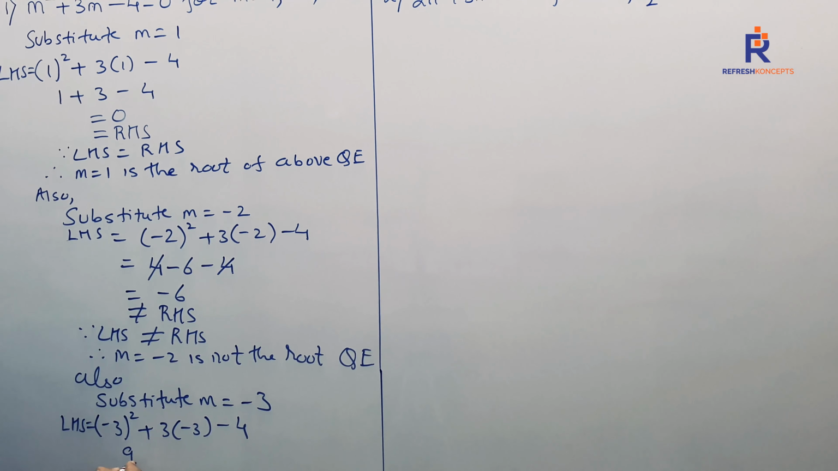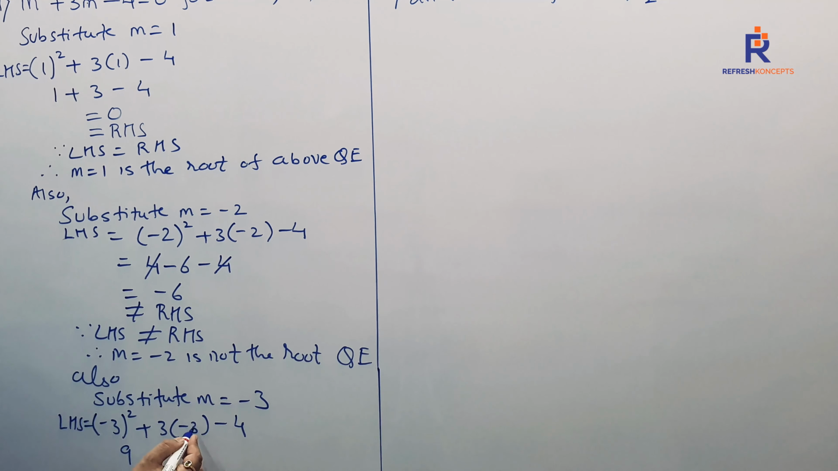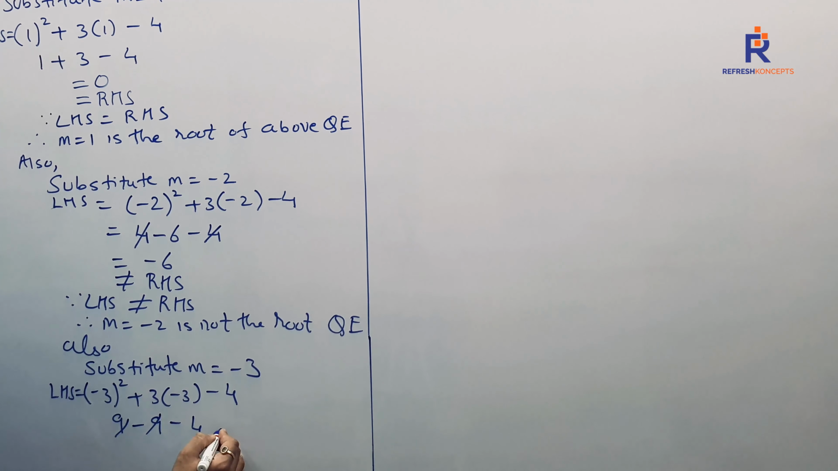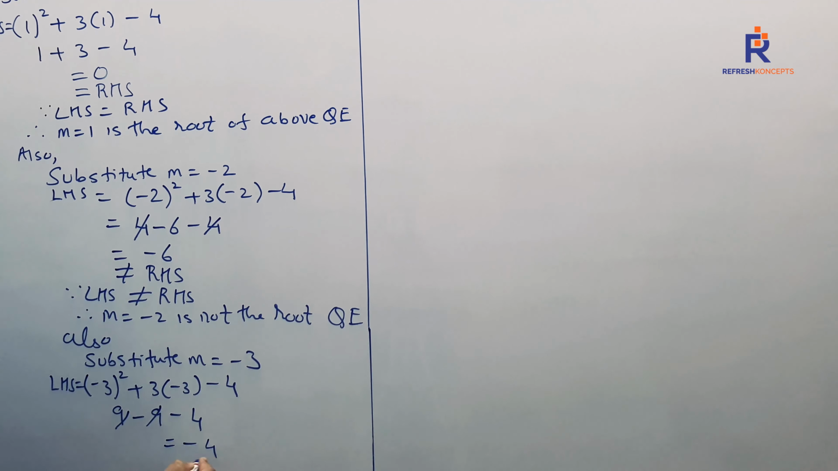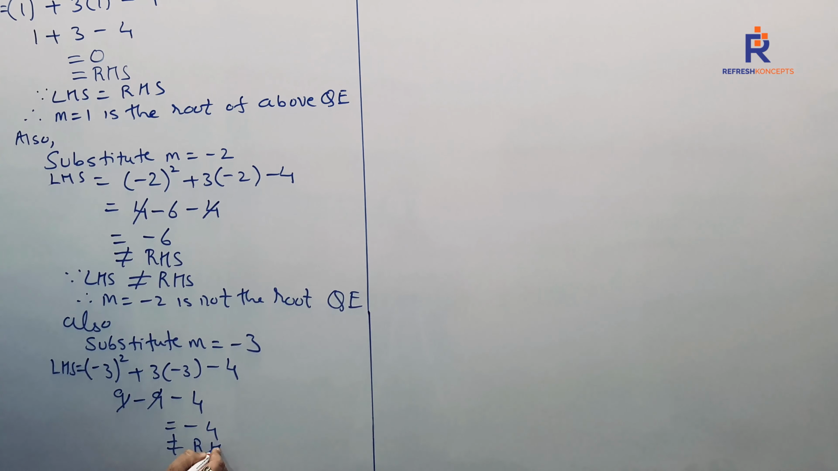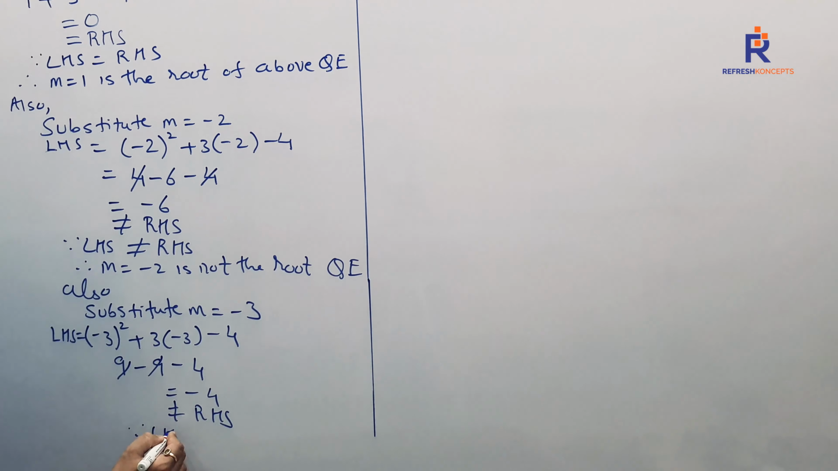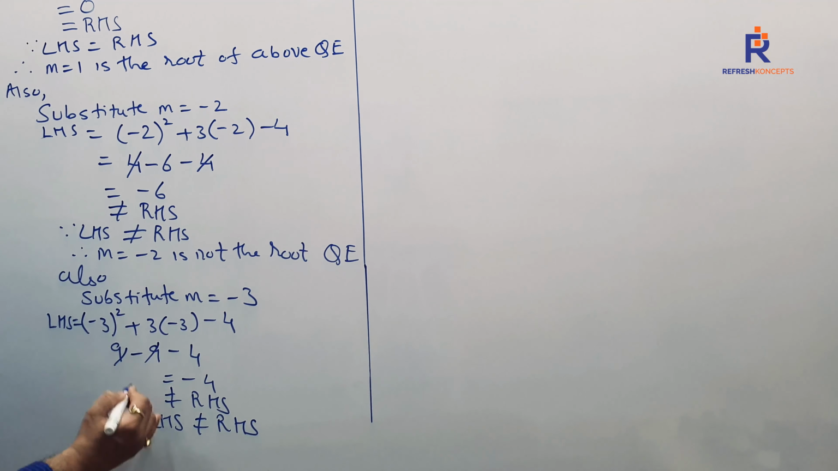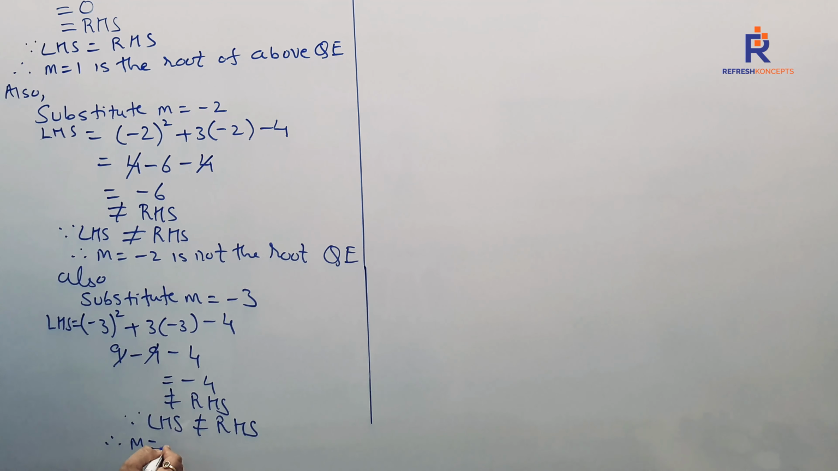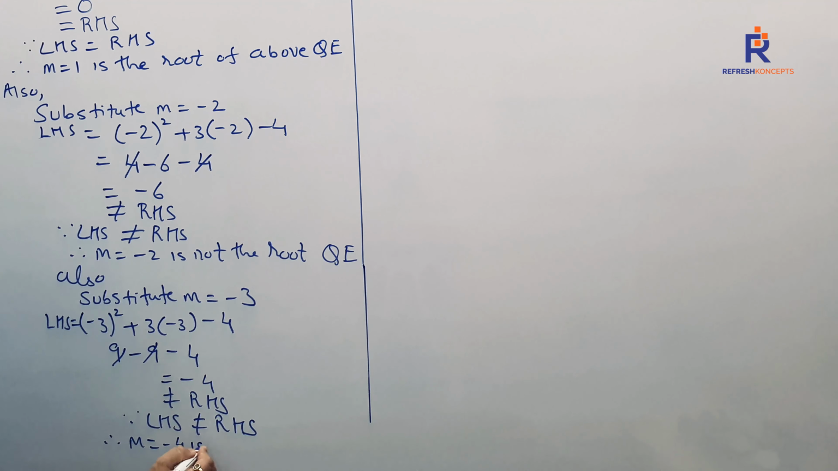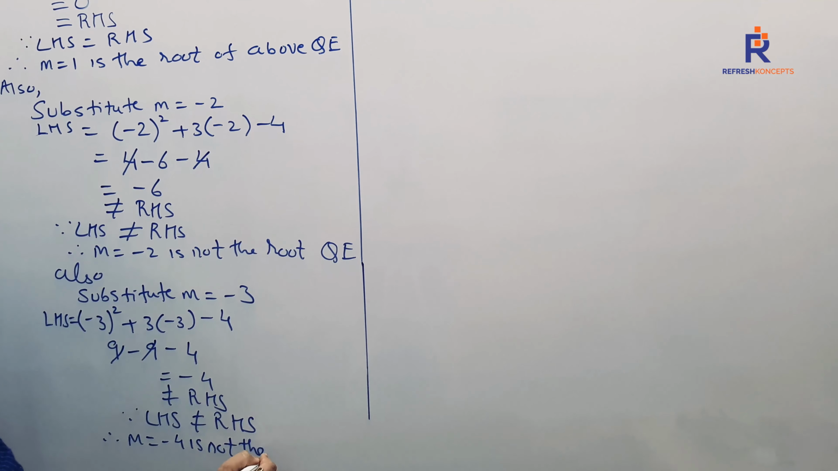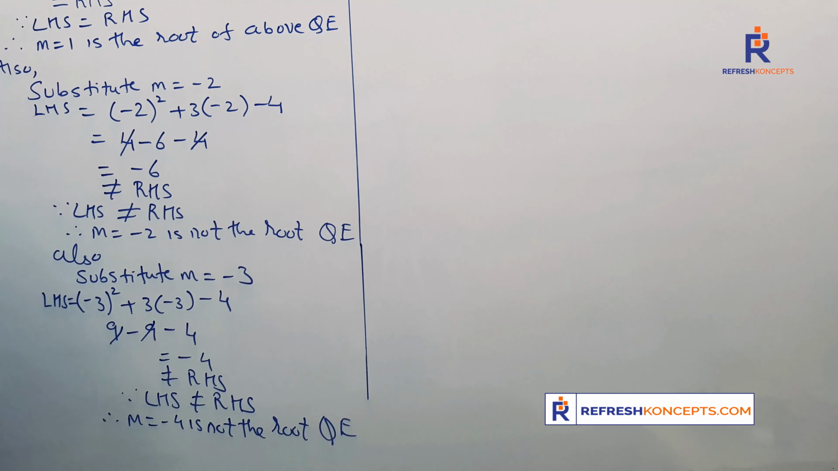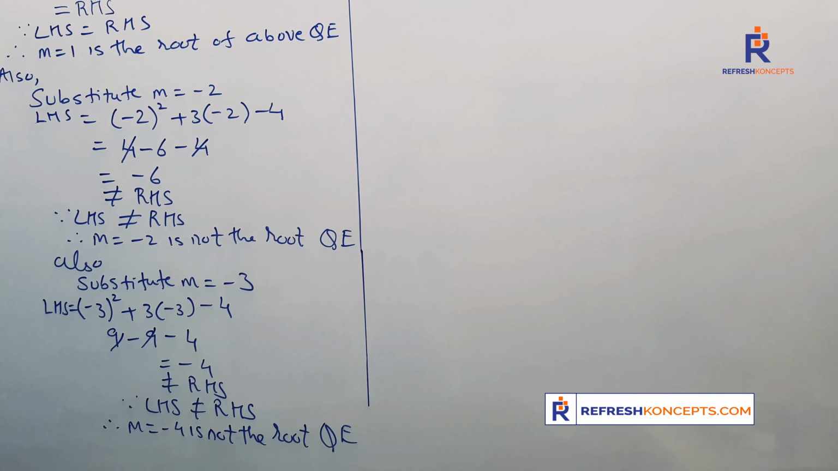Minus 3 square is 9. Plus of minus is minus, so minus 9, minus 4 gets cancelled off. I'm left with minus 4, which is not equal to my RHS. Since LHS is not equal to RHS, therefore m equal to minus 3 is not the root of the above quadratic equation. I hope my children have understood what exactly we are talking of.